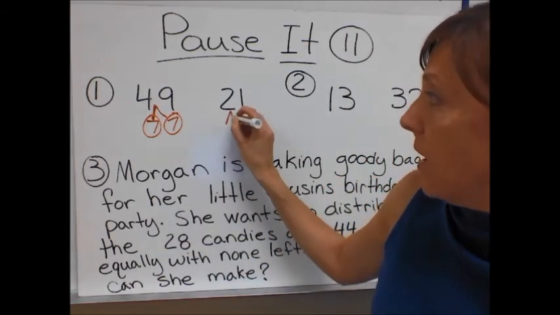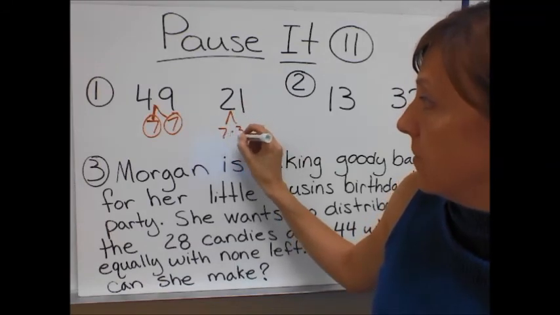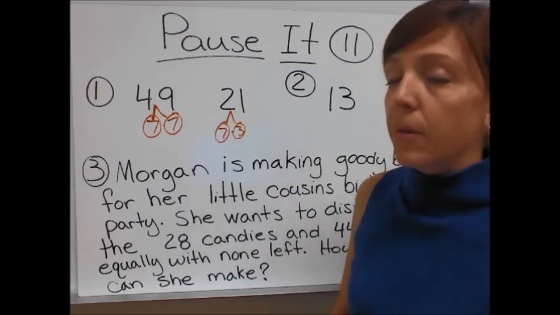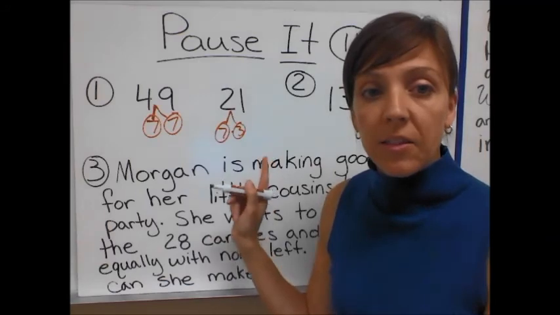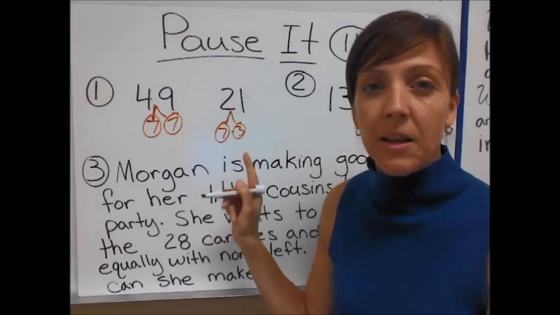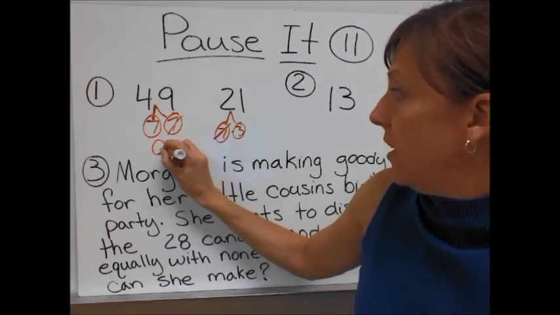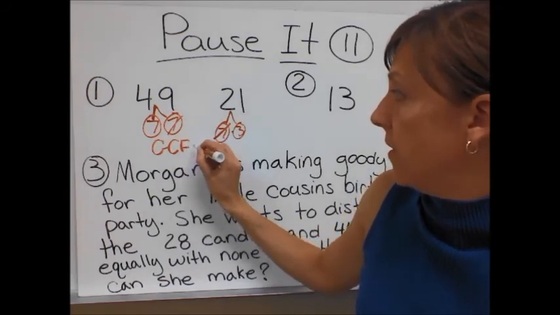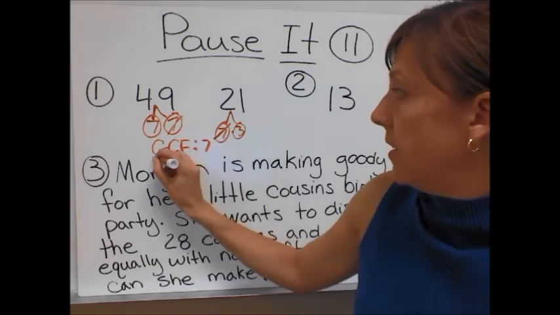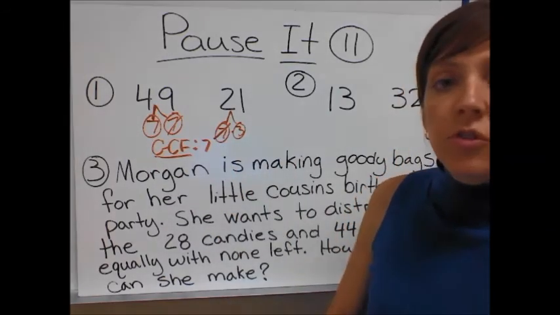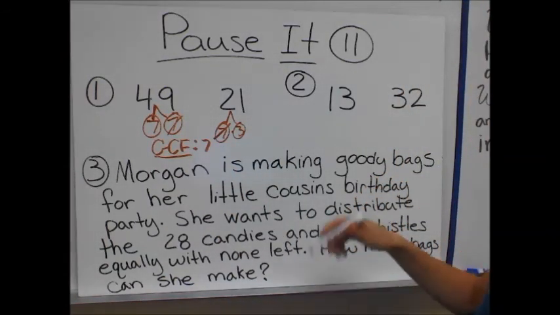And for 21, I know that 7 times 3. And those are both prime numbers. And so looking at this tree, they only have one number in common, and their greatest common factor is 7. GCF, 7. Number 2, I have 13 and I have 32.